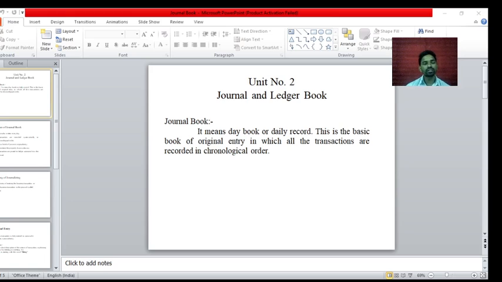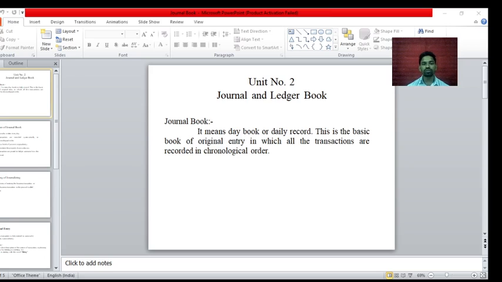In the next slide, see the types of journal entry. There are two types: simple journal entry and compound journal entry. Simple journal entry means when only two accounts are involved in a journal entry, of which one account is debited and another account is credited. When a transaction affects only two accounts, it is a simple journal entry.